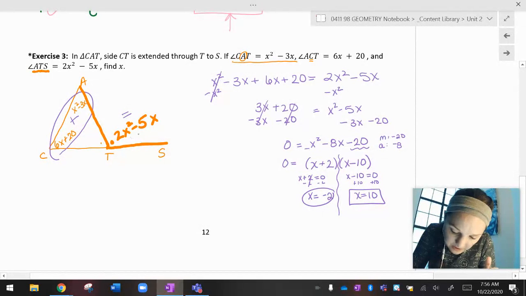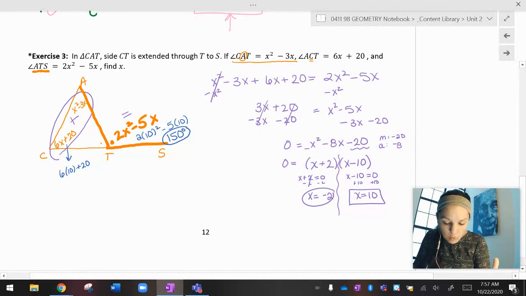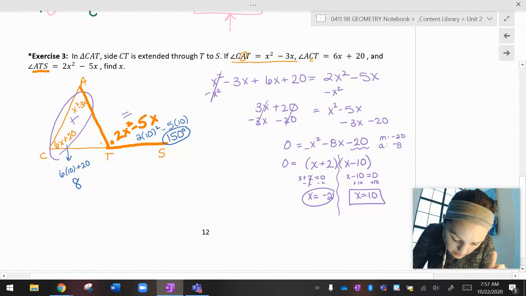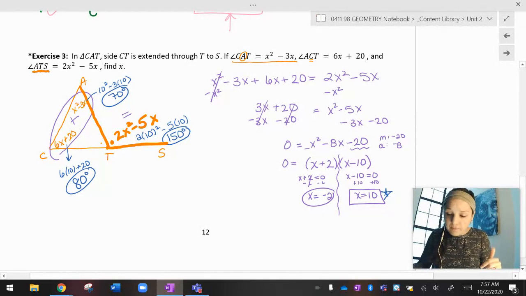So if I put positive 10 in here, I have 2 times 10 squared minus 5 times 10. That's going to be 2 times 100, so 200 minus 50 is 150. All right, that feels appropriate. And I'm going to plug 10 into here. 6 times 10 plus 20 is 60 plus 20. That's going to be 80. Okay, I can live with that. And then if I plug 10 in here, I have 10 squared minus 3 times 10. That's 100 minus 30. That thing's 70. Okay, I'm feeling pretty good. x equals 10 feels right.